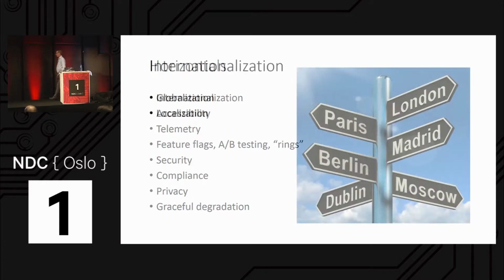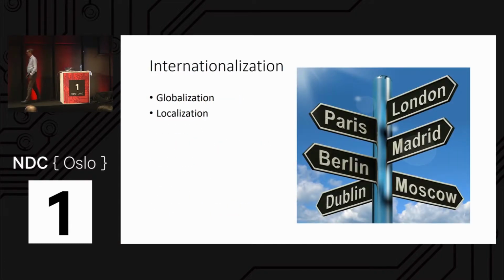So let's start with internationalization. This is usually divided into two different parts. One is globalization and the other one is localization. The first one deals with how you display things like, for example, dates in a format that's understandable and expected by users across the globe. Whereas localization is the process of making your user interface available in different languages.